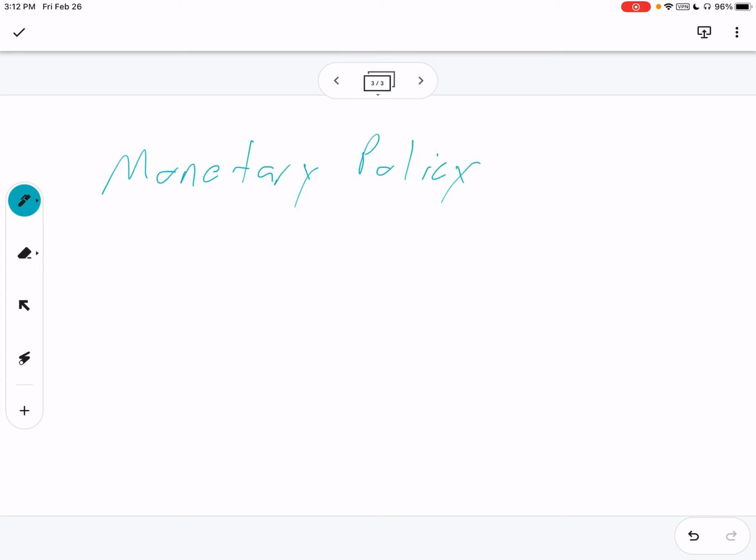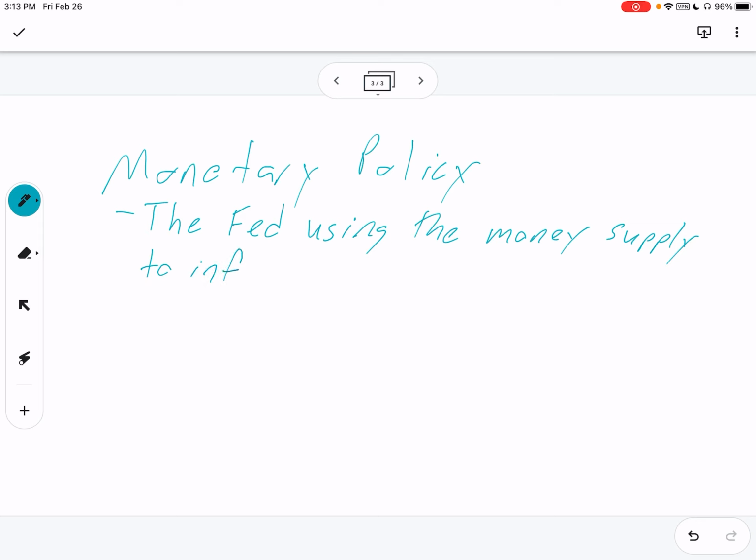Monetary policy. Now, if you see the word monetary, you should be thinking, well, that has to do with money, and it does. Monetary policy is the Federal Reserve using the money supply to manipulate the economy. So this is not done by the government. This is done by the Fed. And we're going to come back to the Fed at a later point in time.